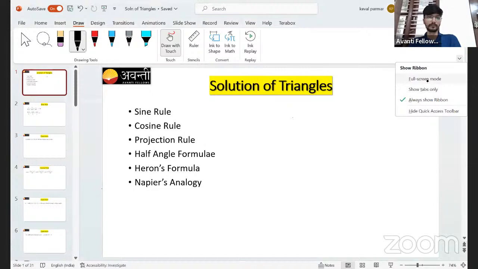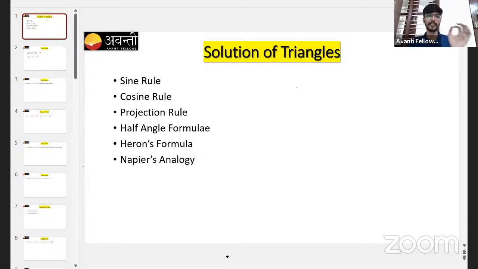So, let me introduce what we are going to do today. We will do the first three things, that is the sine rule, cosine rule, and projection rule. And tomorrow we'll be doing the next three things, that is half angle, Heron's formula, and Napier's analogy. Got it? So here, let's start with sine rule.